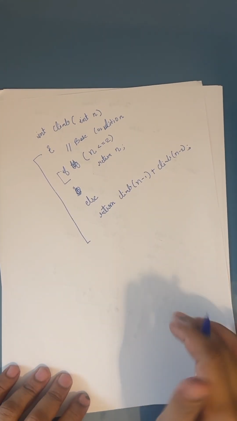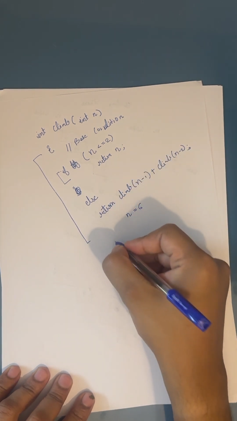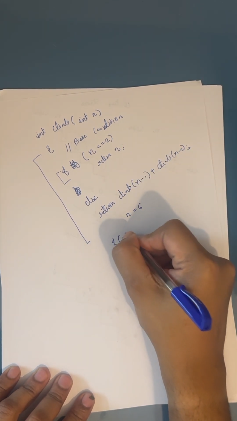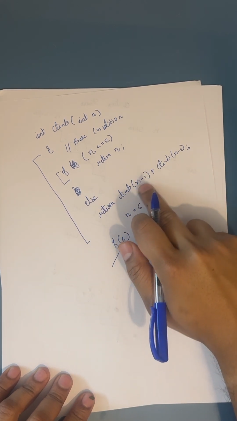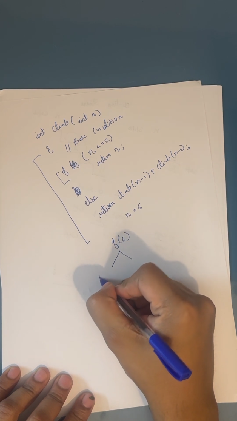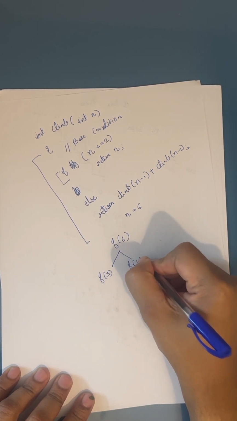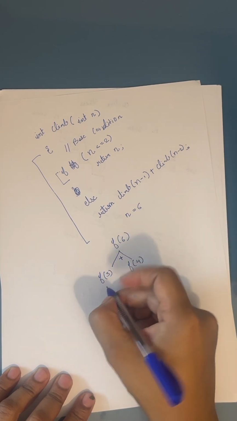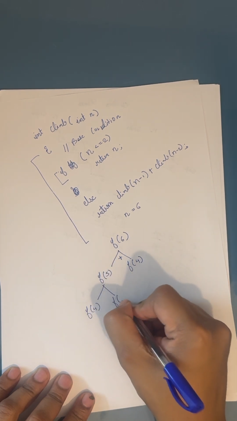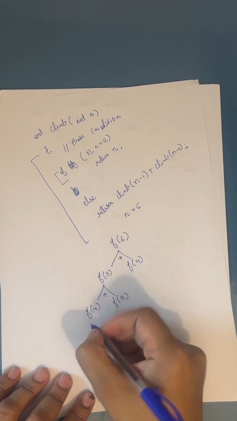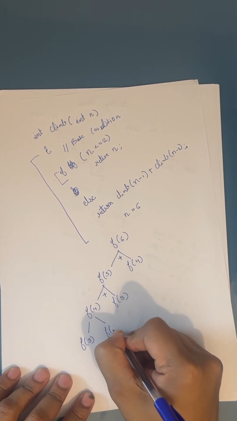Let's suppose n equals 6. You will call function of 6 here. Function of 6 will call n minus 1 and n minus 2, so it will call f of 5 and f of 4, and you need to return the sum. To calculate f of 5, you need f of 4 and f of 3. To calculate f of 4, you need f of 3 and f of 2.